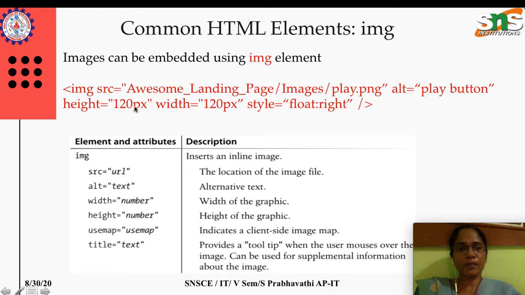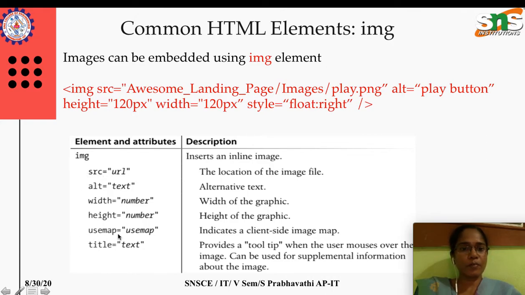Px stands for pixels, 120 pixels width, and style is equal to float right. So we could place our image either on the right side or the left side using this float. Float right means it will be floated to the right side. Left means the image will be placed on the left side. So these are some other attributes. Usemap is also there.